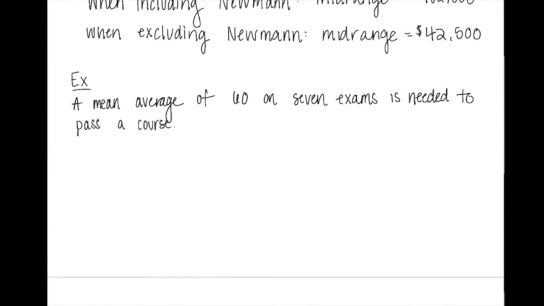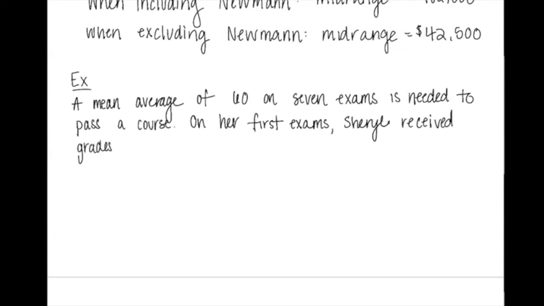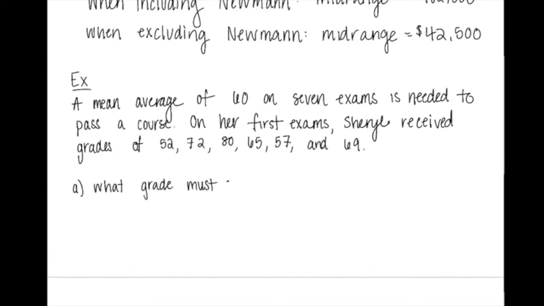Okay. On her first six exams, Cheryl received grades of a 52, a 72, an 80, 65, 57, and 69. For the first part, what grade must she receive to pass the course?